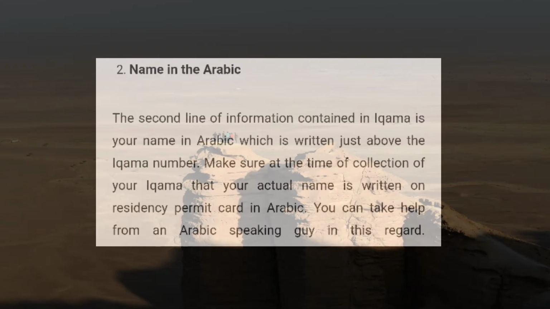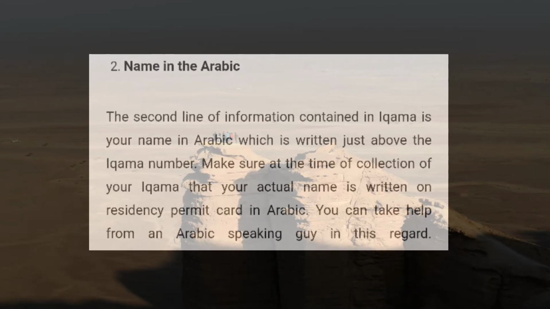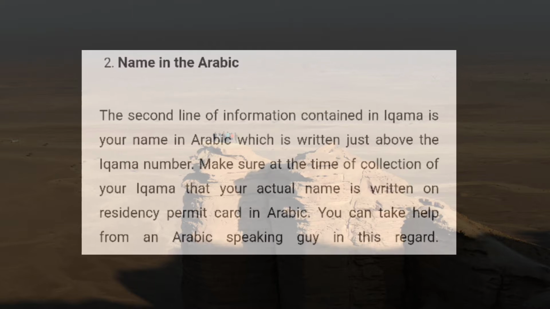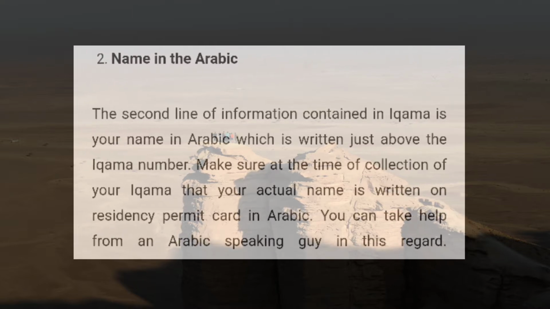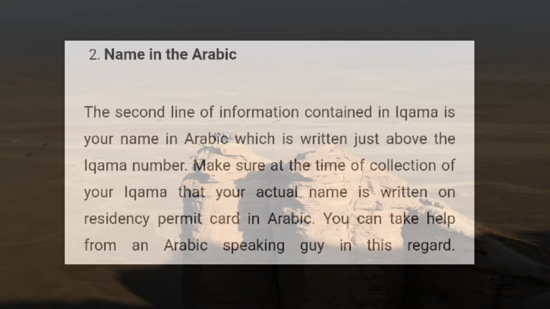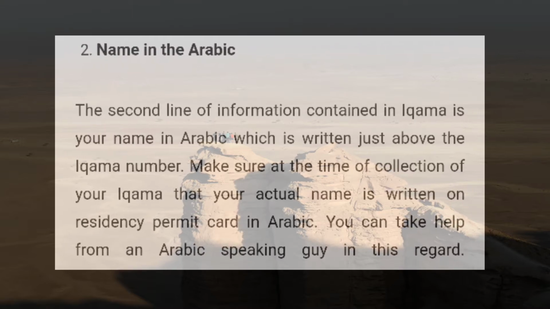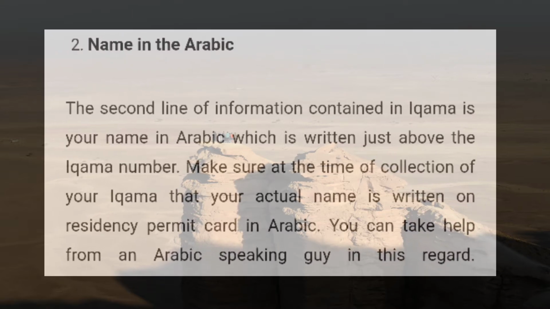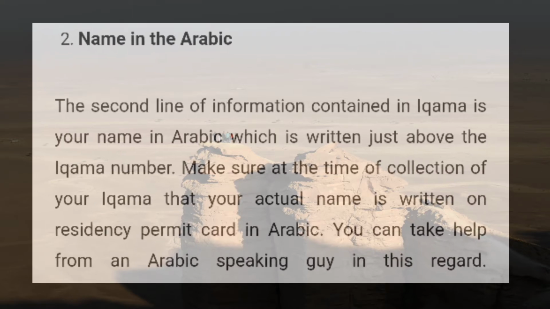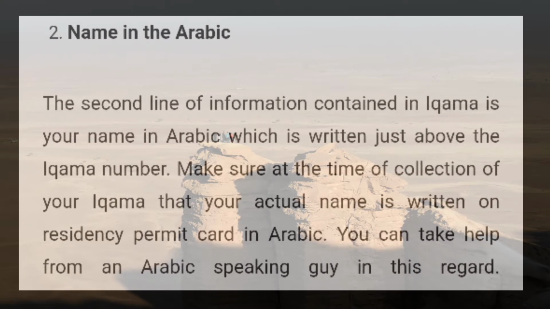Name in Arabic. The second line of information contained in Iqama is your name in Arabic, which is written just above the Iqama number. Make sure at the time of collection of your Iqama that your actual name is written on the residency permit card in Arabic. You can take help from an Arabic speaking person in this regard. Number 3.